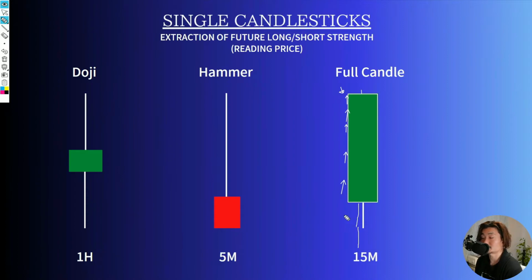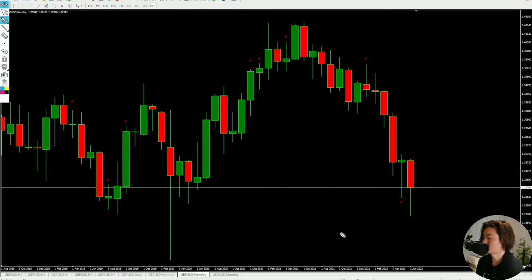Showing that although price did reach lower levels, the buyers were able to push price right back up. Okay, but that's optional. So now let's go on to looking at some real chart examples of these single candlesticks. This is the pound dollar monthly chart. First of all, we've got this candle right here.